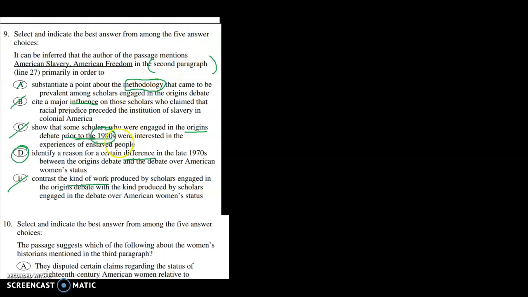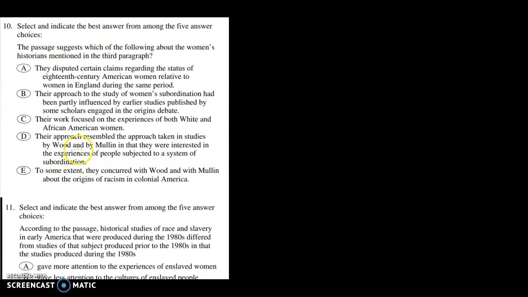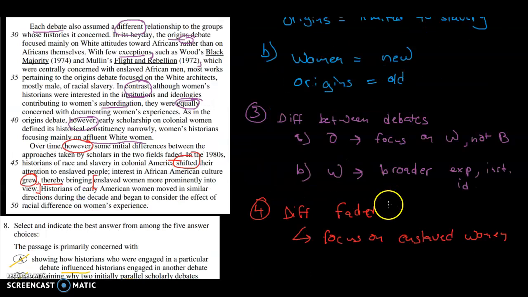All right, really quickly, we're getting long. Let's do the last 2. Passage suggests, so not out and out states it, but we can infer it somehow. Which of the following about the women historians mentioned in the third paragraph? Well, let's look back at our notes here. Third paragraph. That one's talking about the difference between these debates.